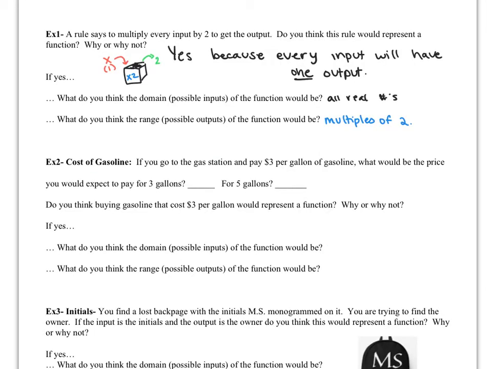So let's talk about the cost of gasoline. Say you go to the gas station and pay $3 per gallon of gas. What would be the price you would expect to pay for 3 gallons? You're going to write your answer here. What would be the price that you would expect to pay for 5 gallons?